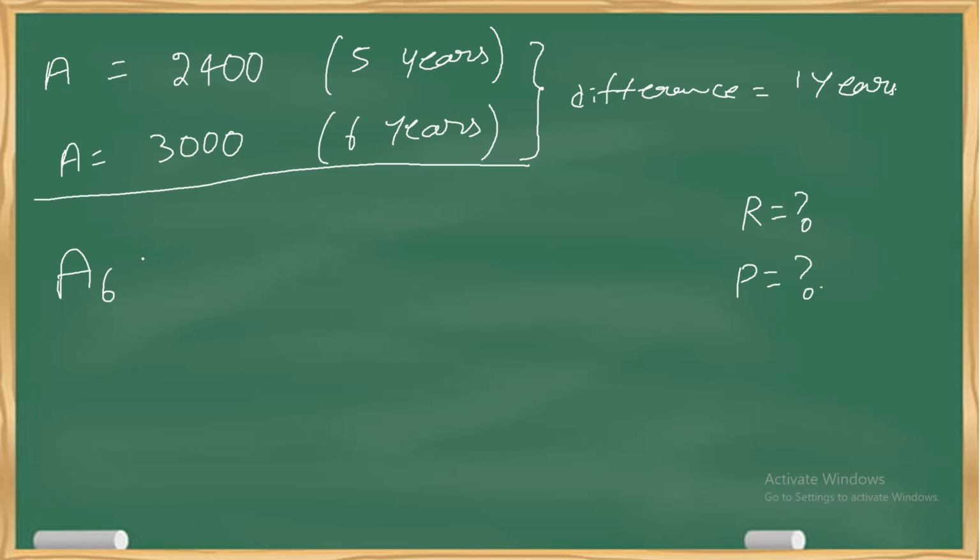Amount in the 6th year is equal to amount in the 5th year plus interest of the 5th year's amount for 1 year. Sir, I don't understand anything. A few might be worried about this very clearly.